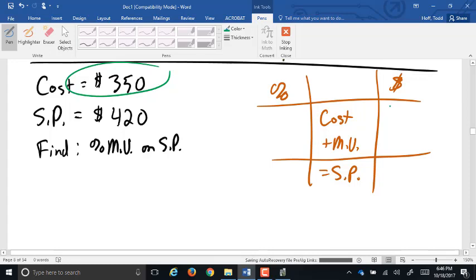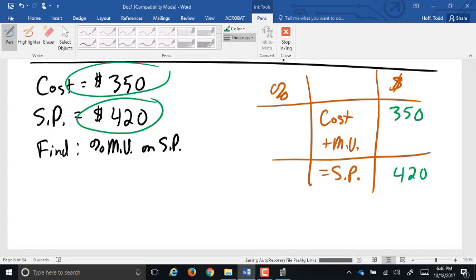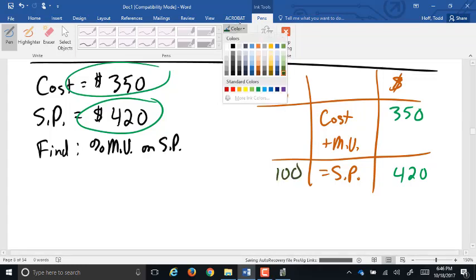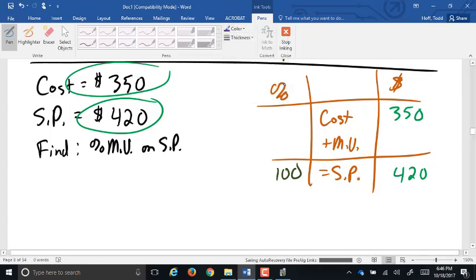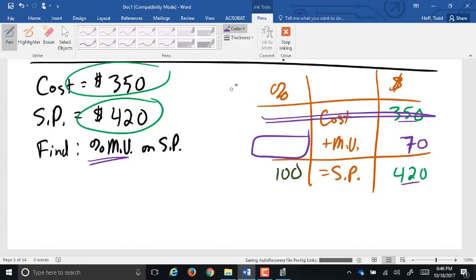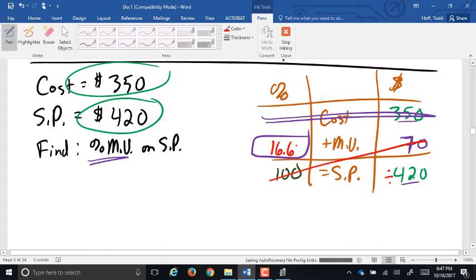Where's the 350 go? Cost. Dollar cost. Where's the 420 go? What else do we have to put in there? 100 goes on selling price. We can very quickly find dollar amount of markup, just 420 minus 350, $70, and we are looking for the percentage markup. 100 times 70 divided by 420, which is 16.67%.